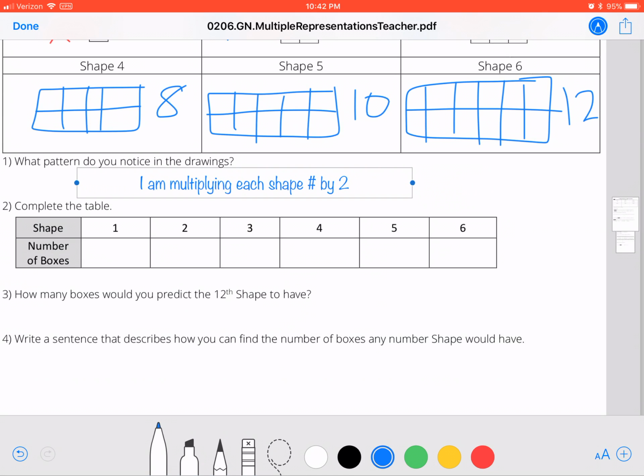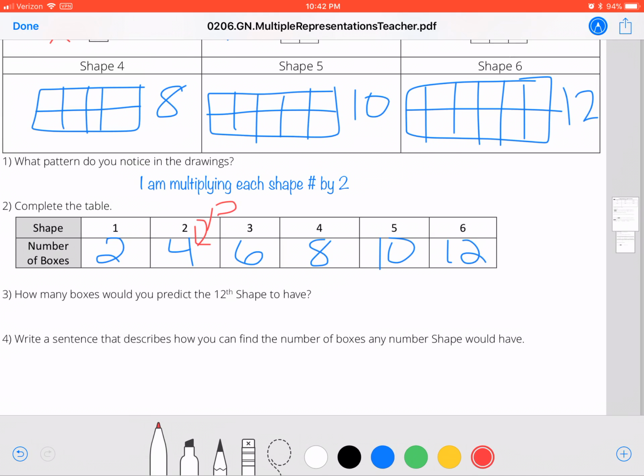Then I go back to completing the table. Shape number 1 had 2 boxes. Shape number 2 had 4. Shape number 3 had 6. Then we had 8, 10, and 12. Now be careful, just because it goes up by 2 doesn't mean the next one's always going to be plus 2. It means whatever it is is actually being multiplied times 2. Times 2. There we go.